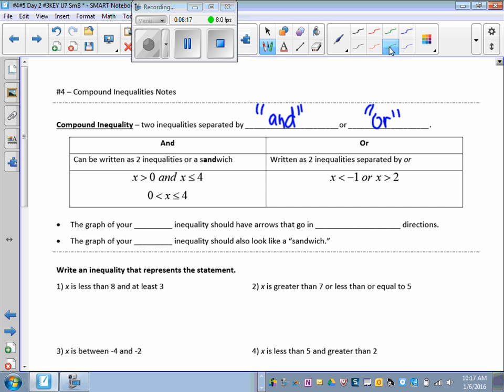Okay, so for our and inequality, we see it looks kind of like a sandwich. So we have it as one inequality. We can write it as one inequality.